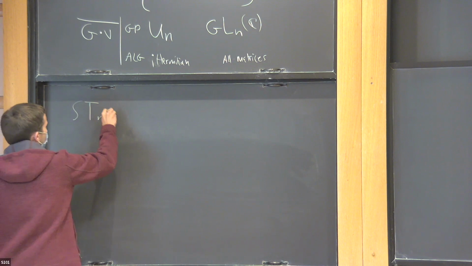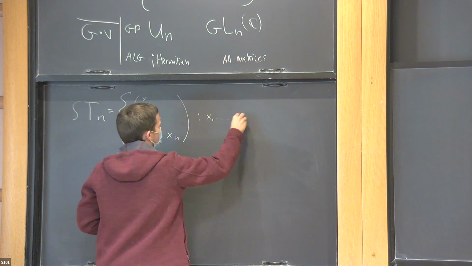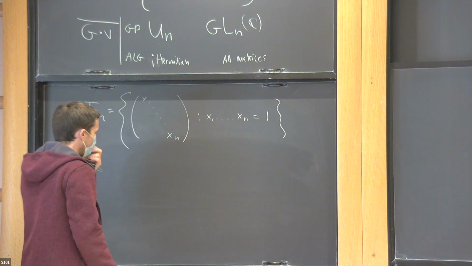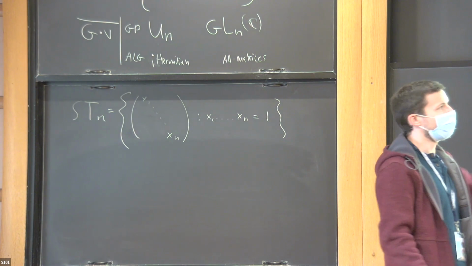This is matrices. Diagonal matrices such that the product of all of them is one. And we're going to have a pair of such groups, and they can act on complex matrices by pre- and post-multiplication.